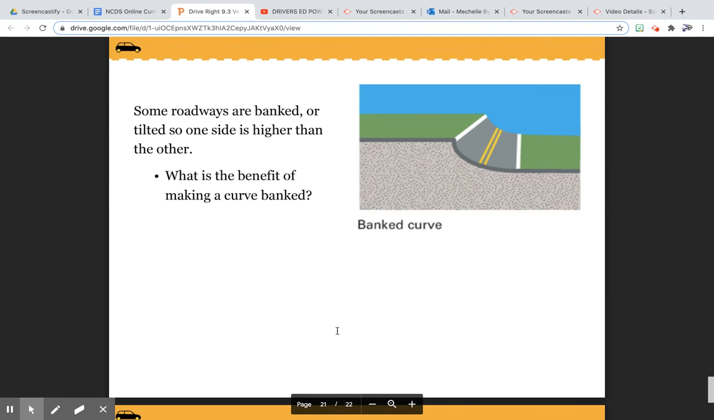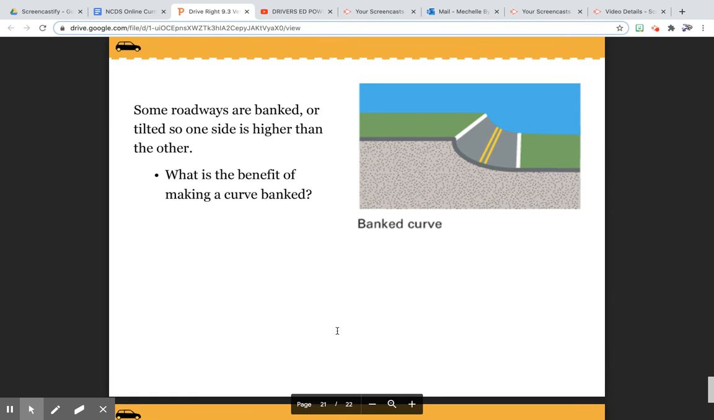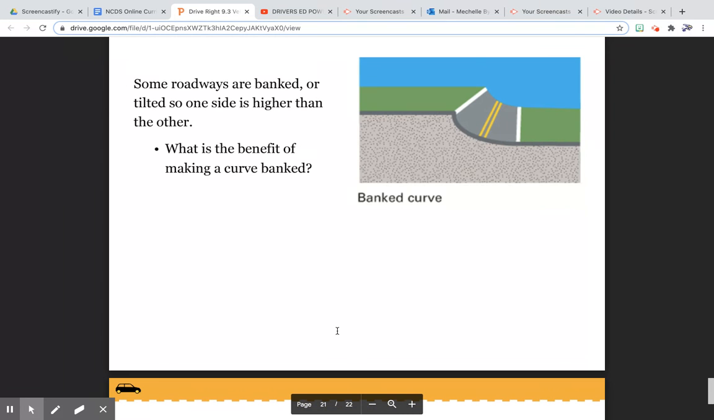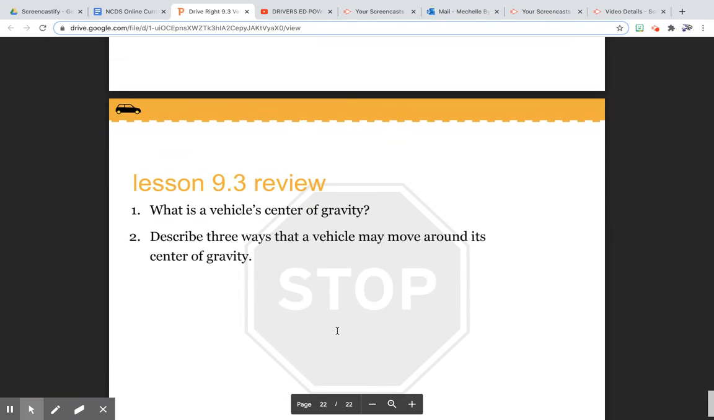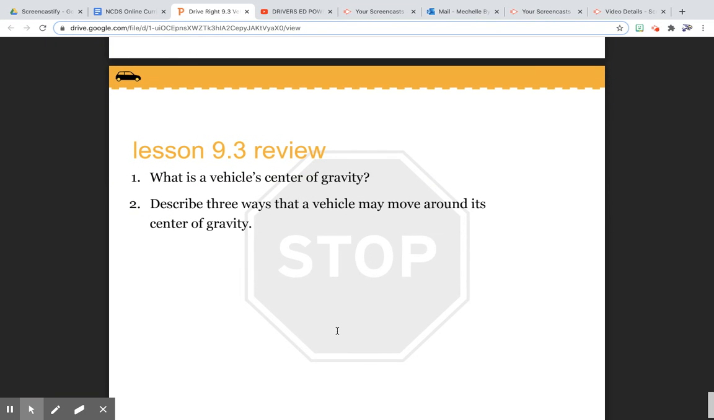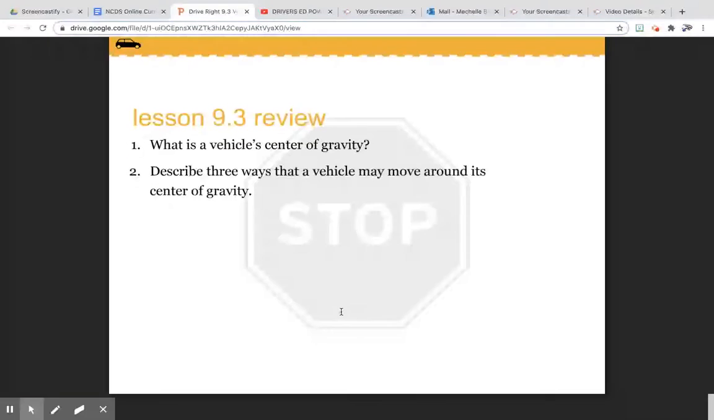Some roadways are banked, or tilted so that one side is higher than the other. What is the benefit of making a curve banked? Think about Charlotte Motor Speedway. NASCAR races, they're banked. What is a vehicle's center of gravity? Describe three ways that a vehicle may move around its center of gravity.